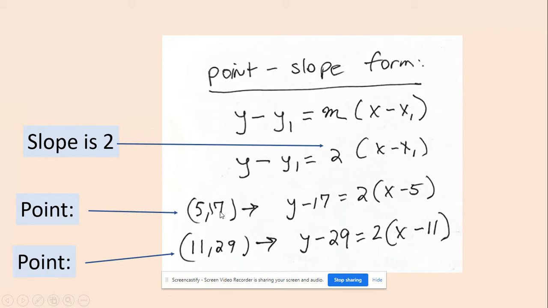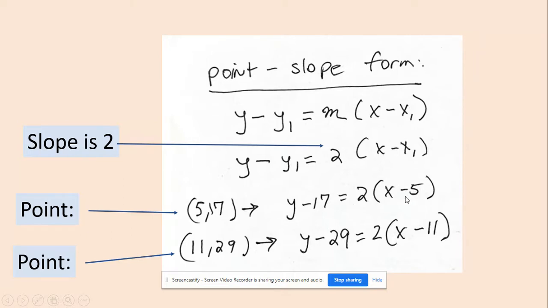The first point, (5, 17), so the 17 is the y. And remember, it's y minus whatever that y is. So y minus 17 equals, there's our slope, 2. And then in parentheses, we want to put x minus whatever the x is. The x is 5, so we put in 5. So for the point (5, 17) that has a slope of 2, our point slope form is y minus 17 equals 2 times the quantity x minus 5.